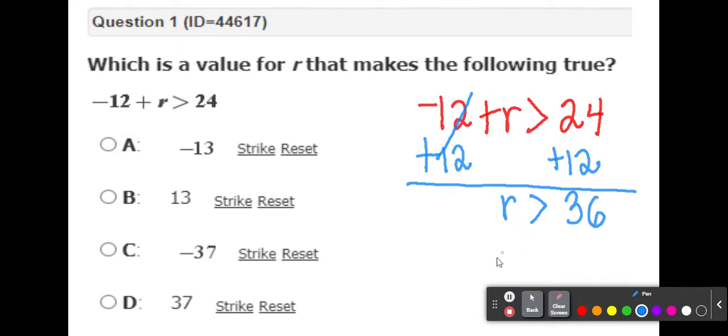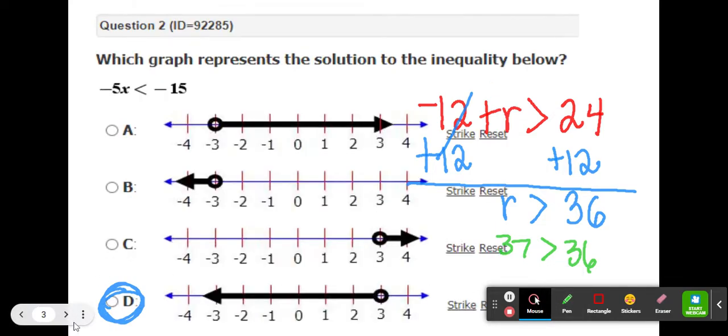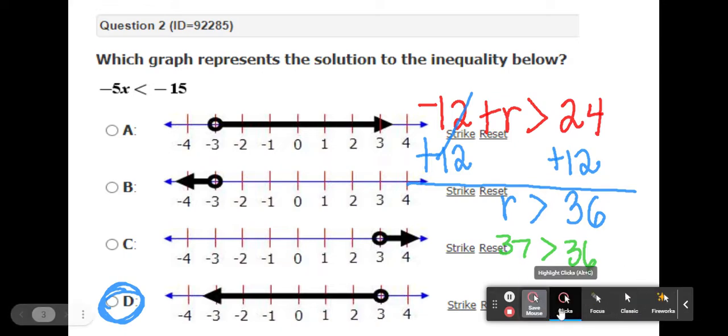And r is greater than 36. So r is greater than 36, not equal to 36. So some of you might have looked over here and said, I don't have 36. That's because 36 is not an answer. The answers are everything you could put in for this r to make the statement true. And 37 is greater than 36. That's the only one that makes the statement true. A lot of this test was like that. You had to solve for the variable, but then understand that it's not always equal to that, right? Okay.